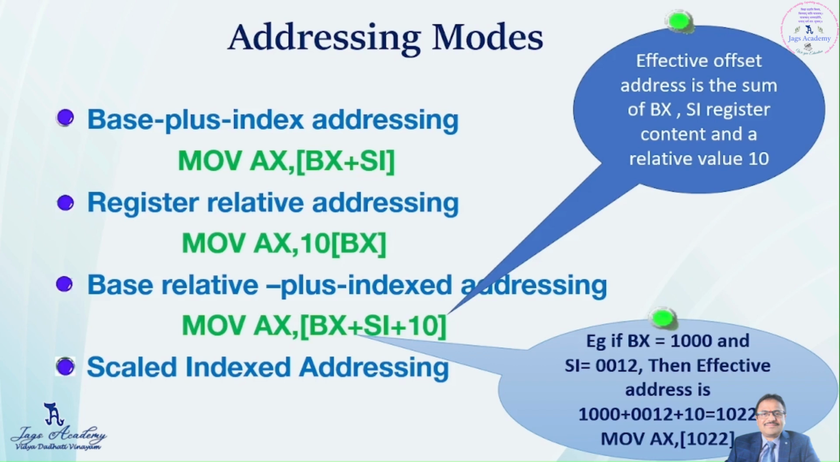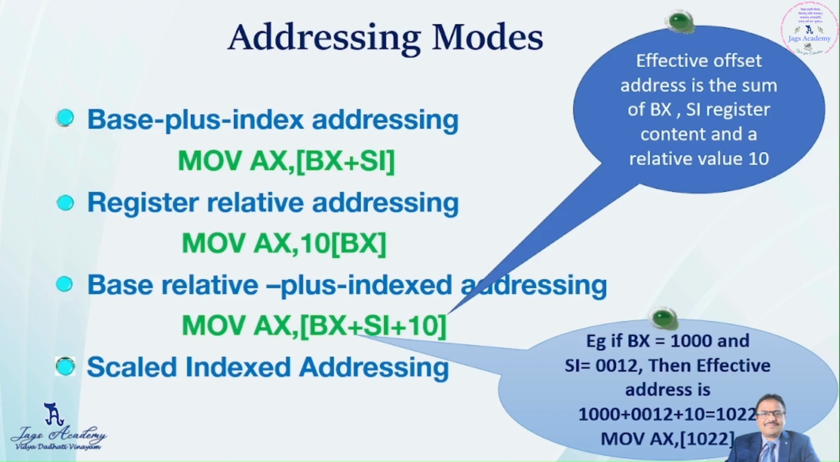Okay. Now this one is base, relative and index. Understood this? Base, relative and index. That means your effective address, the offset address, is the content of the bx register, the content of the si register, plus a relative value 10. I'll take an example. Suppose your bx is 1000, si is 0012 and the relative value is 10. The effective address will be 1022. This instruction is equivalent to move ax comma 1022.